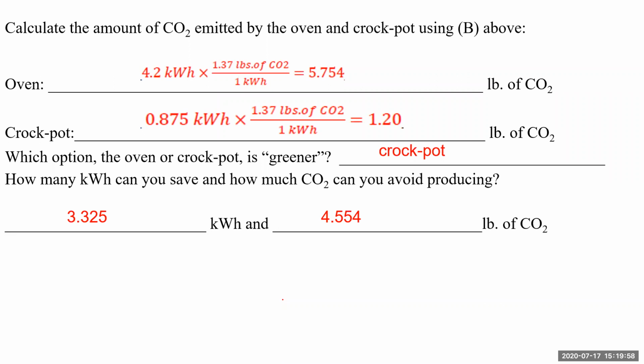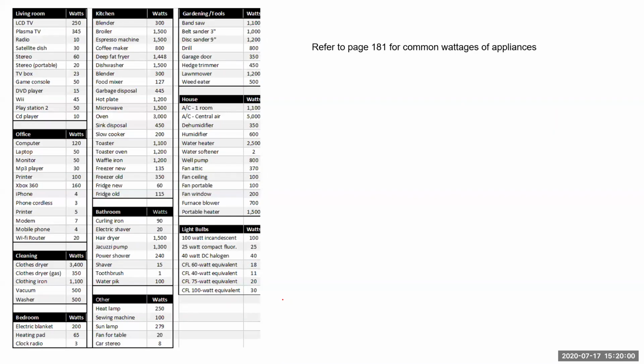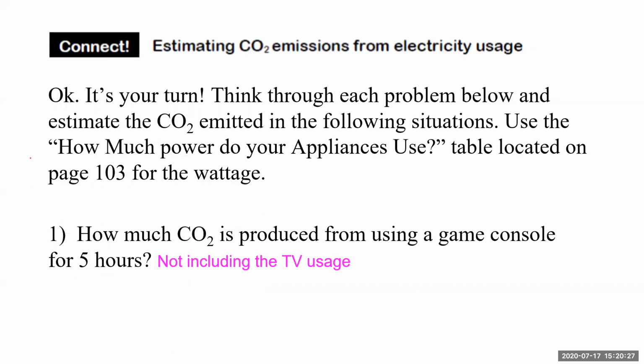All right, sweet. Now this is a table you have in your book, on page 181, and we are going to make reference to some of these appliances. So these are the appliances: living room appliances, office appliances, cleaning, bedroom, and their corresponding watts that they use. Okay, so that is on page 181.